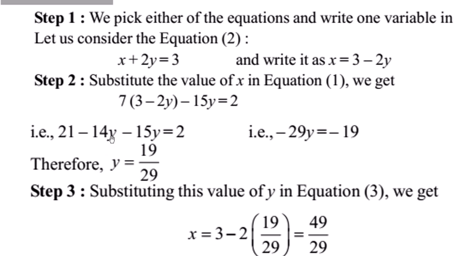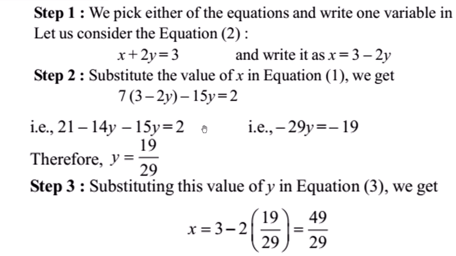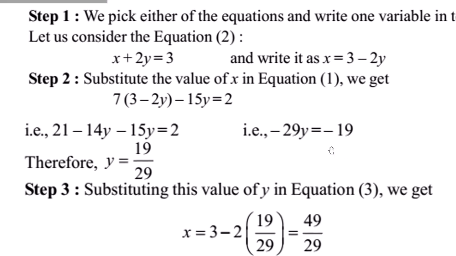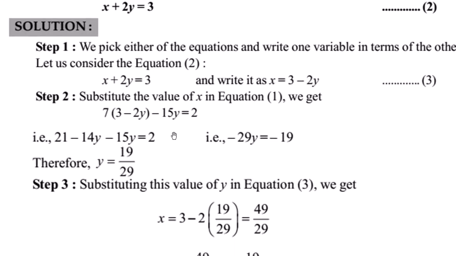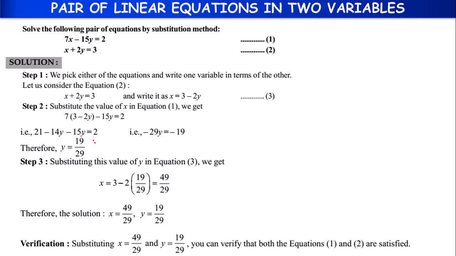21 minus 14y minus 15y, similar terms, we can add them. Minus 14 minus 15, minus 29y. This 21 will go to the right hand side. Minus 21 plus 2 equals minus 19. We can write directly: this minus 29, if it goes to RHS, it will become divided by. So y equal to minus 19 by minus 29. Minus minus cancel, 19 by 29. We have got the value of y.